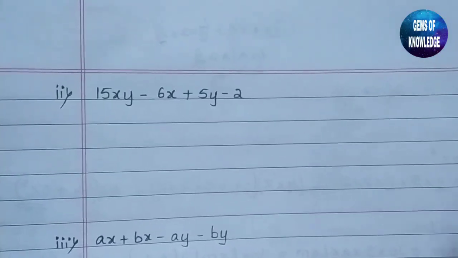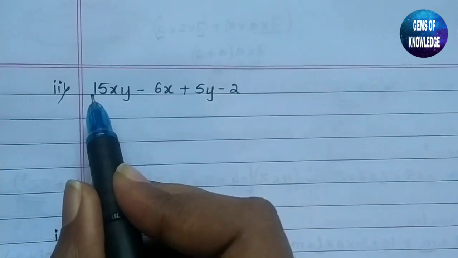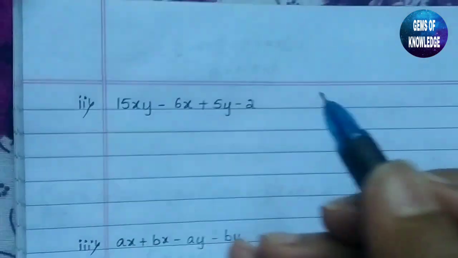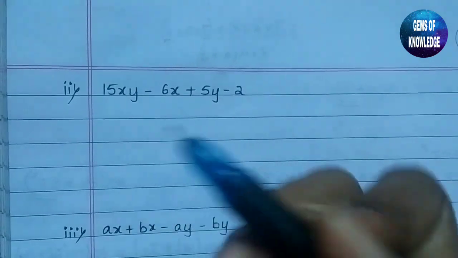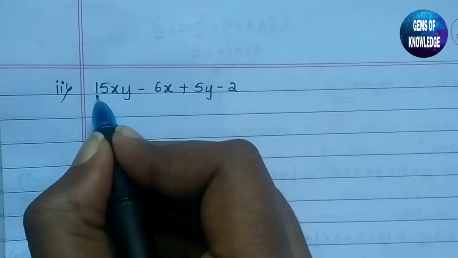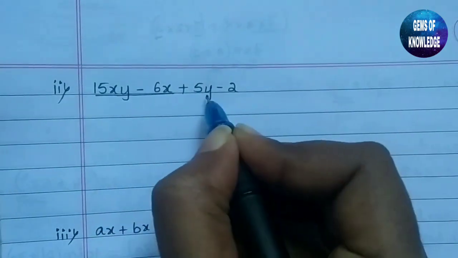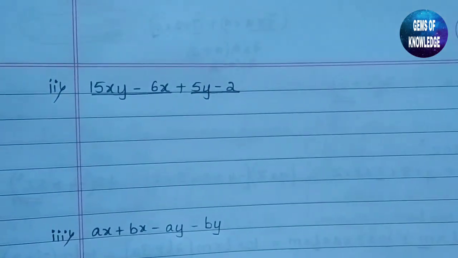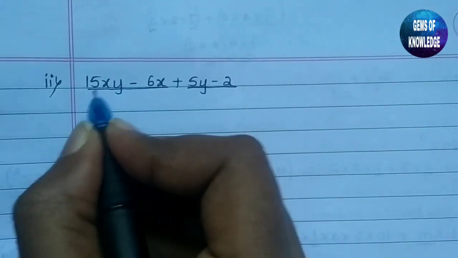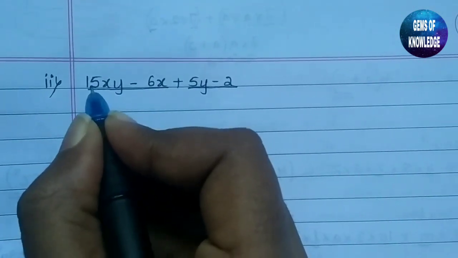So here you can see the second question is given as 15xy minus 6x plus 5y minus 2. This you can solve in two manners. You will get a similar answer. So let me group this term and then this term. So first, if I do it in this manner, the first method will be, okay, so here you will get 15 into xy.